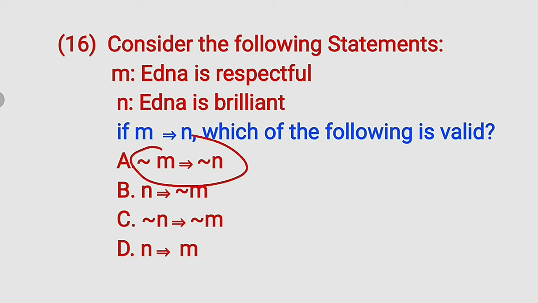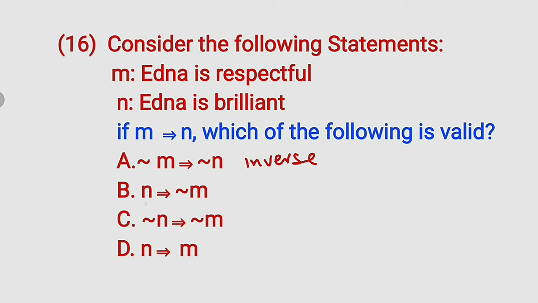The first one here, you can see we have a sign here which stands for negation, the opposite of that statement. Negation M here stands for Edna is not respectful, and negation N here stands for Edna is not brilliant. So altogether, because of this arrow, it means that if Edna is not respectful, then she is not brilliant. We call this one the inverse of the original statement. This is inverse. Let's move to the next one.